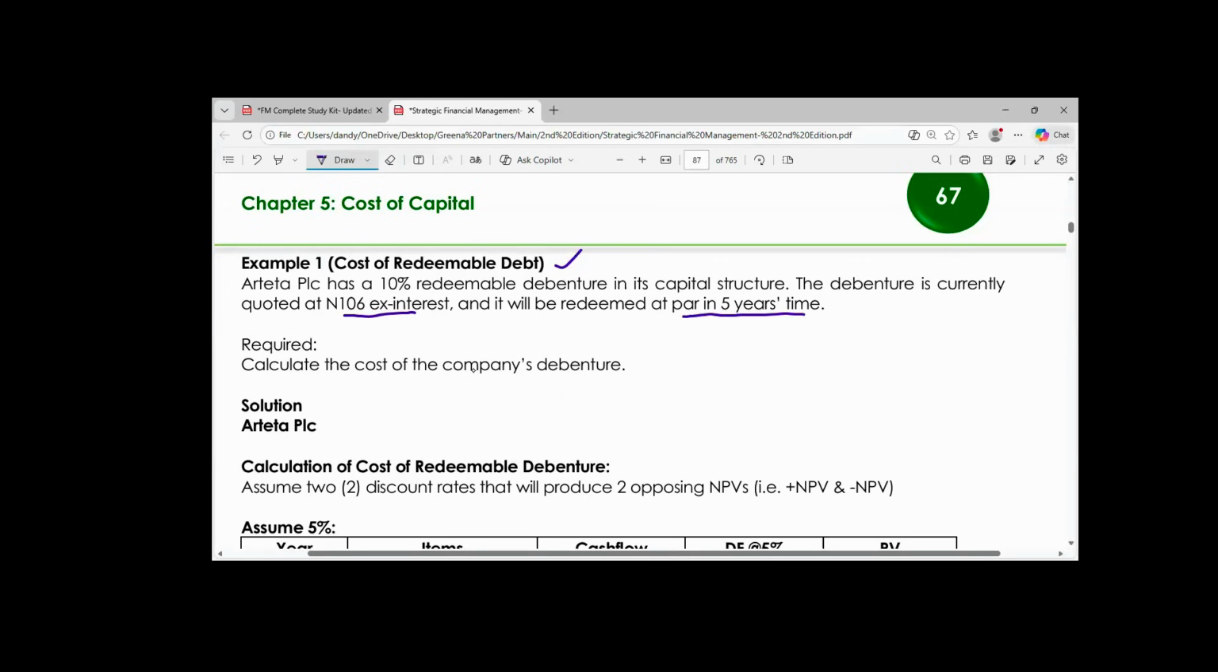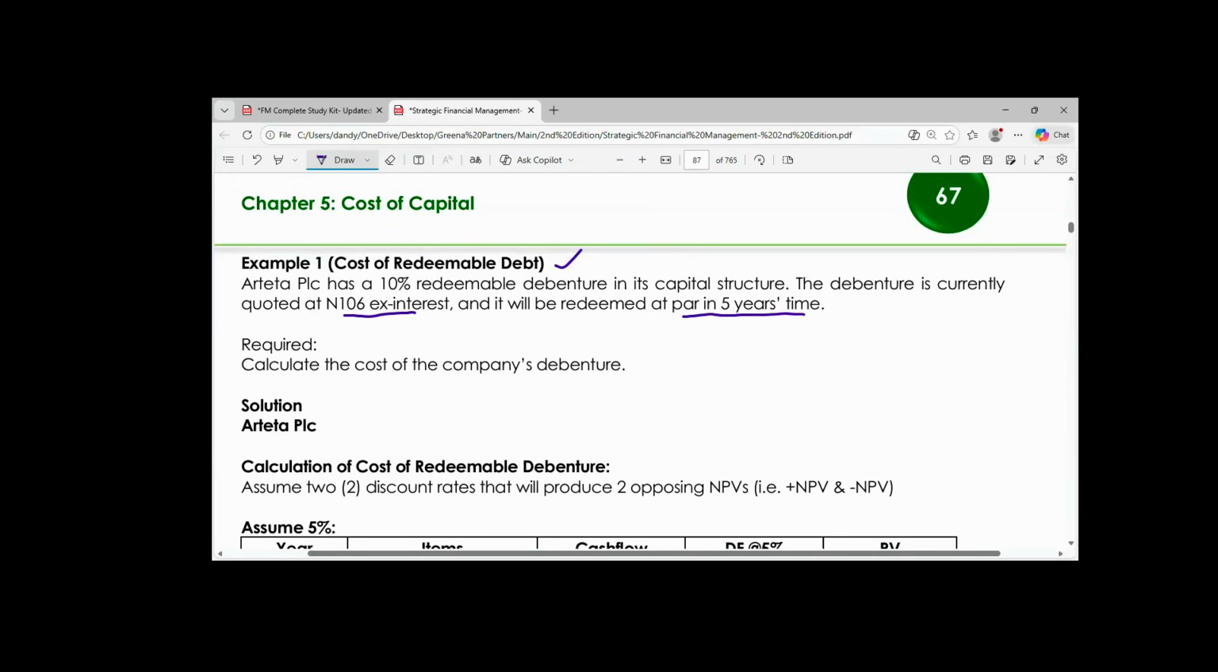The same thing applies there. So the concept of cum interest and ex interest, all of that you have to consider as well, because the debenture interest must have been paid before you calculate the cost of debt. All right. So all those things also apply there.